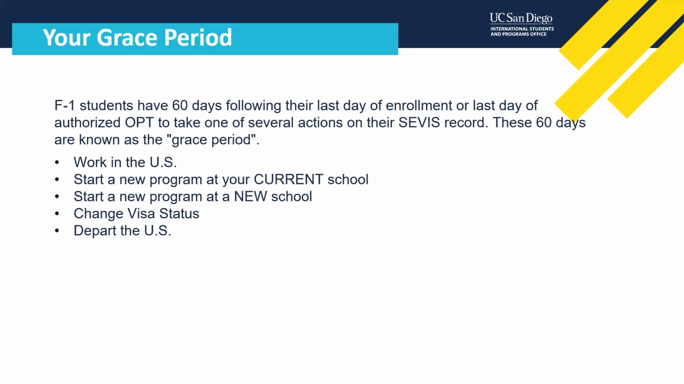Some of the actions that F1 students can take during their 60-day grace period are working in the US, starting a new program at your current school, starting a new program at a new school, changing visa status, pursuing a change of status, or if none of these actions are taken, the student must depart the US by the end of their 60-day grace period.